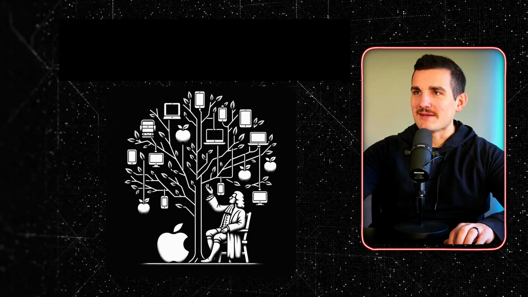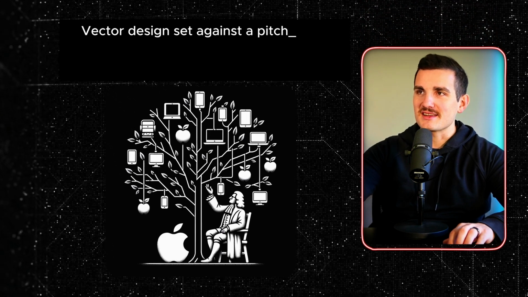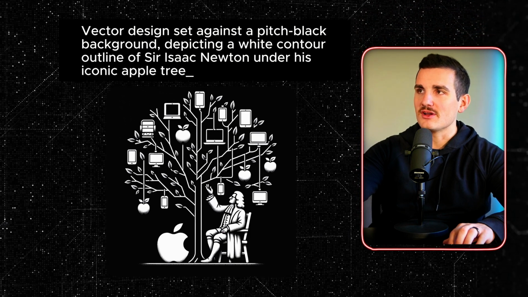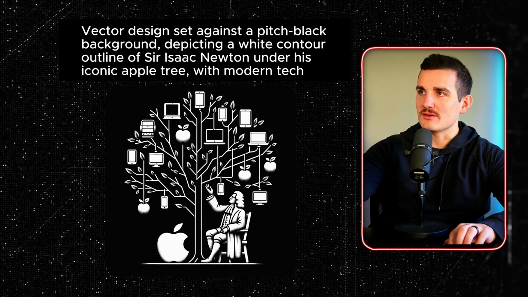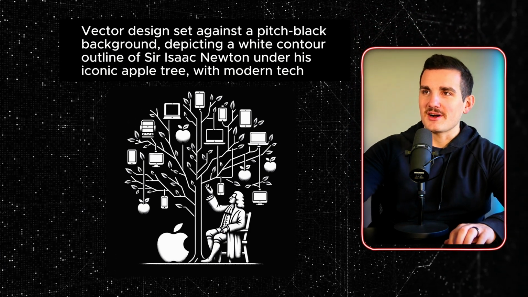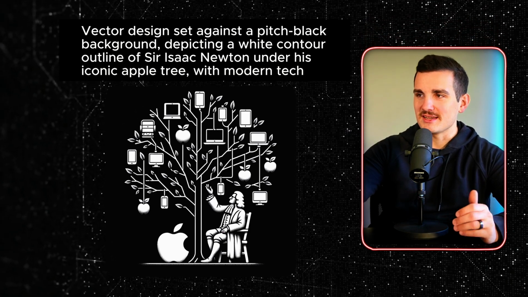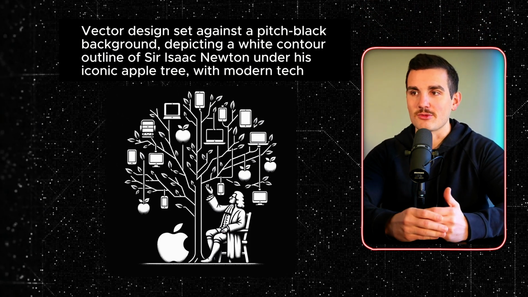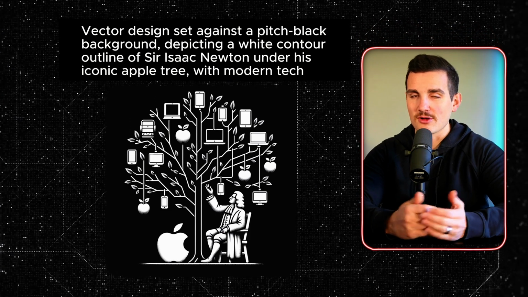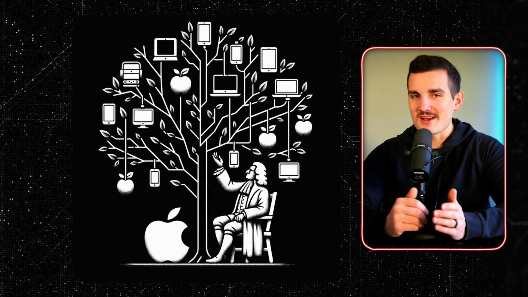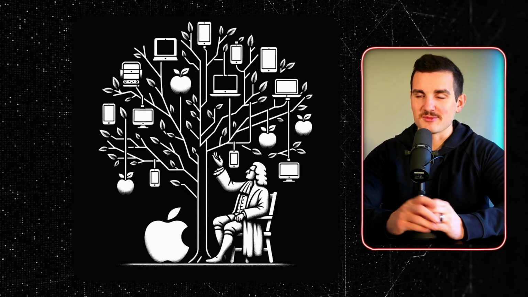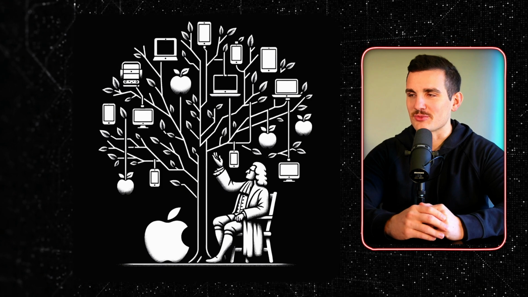Number 9, we have something I thought was pretty clever that Dall-E came up with, and this was a vector design set against a pitch black background depicting a white contour outline of Sir Isaac Newton under his iconic apple tree with modern tech. And so I thought this was really clever because it came up with Isaac Newton sitting under a tree and was able to identify the humor of overlaying the Apple logo along with it. Now, this one, you might not want to run ads for it or sell it because it does have Apple's logo in it. You probably don't, but I still thought it was pretty clever nonetheless.